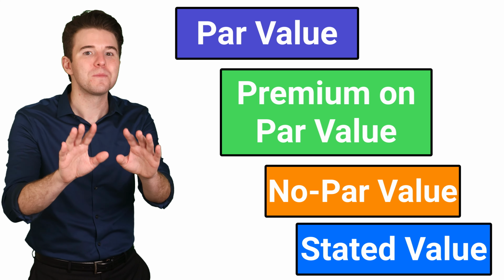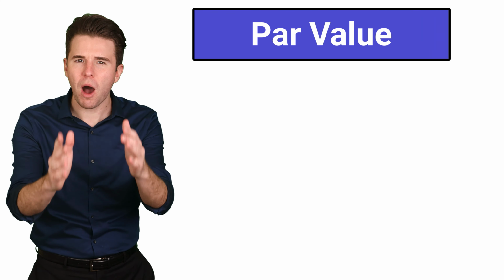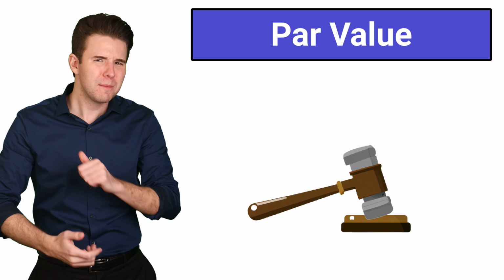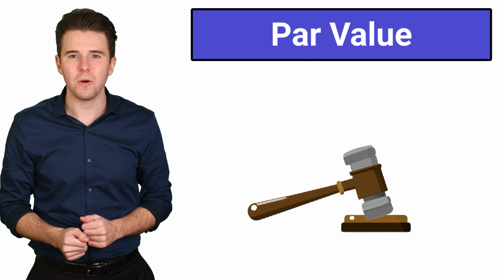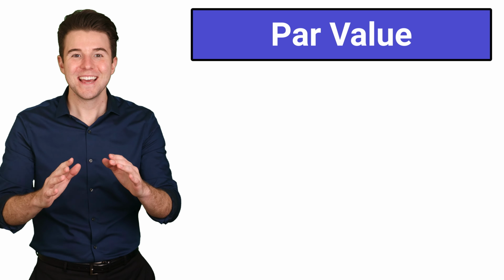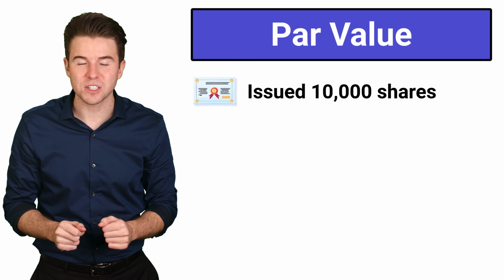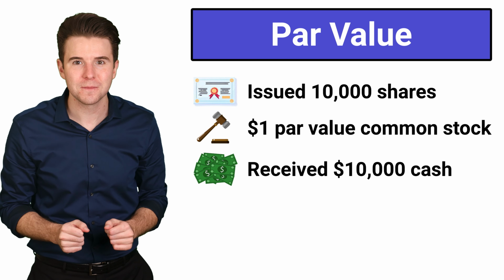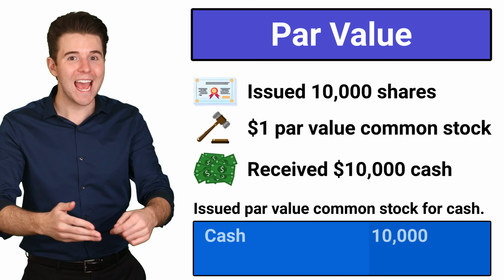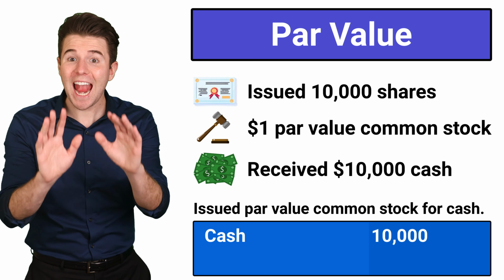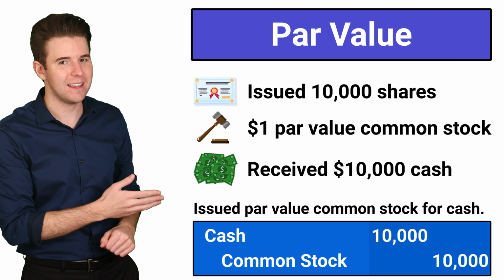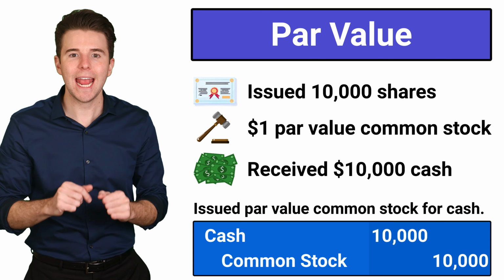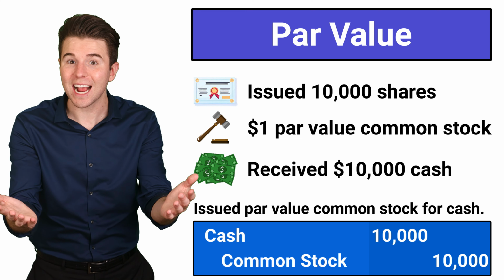In our first example, we will issue common stock at par value, which establishes minimum legal capital. But we won't worry about those details for now. So let's do an example. Assume we issue 10,000 shares of $1 par value stock for $10,000 cash. To record this entry, we debit cash for $10,000 and credit common stock for $10,000. This entry increases both an asset, cash, and an equity account, common stock.